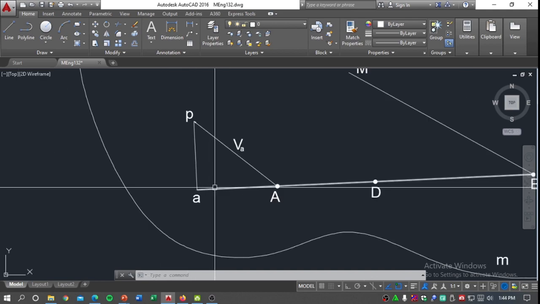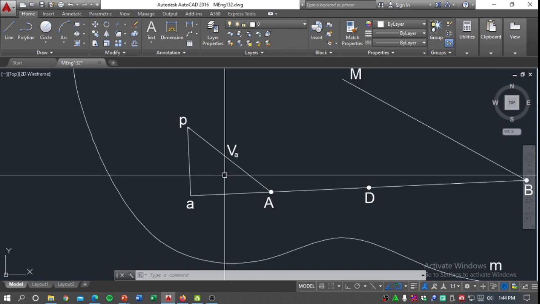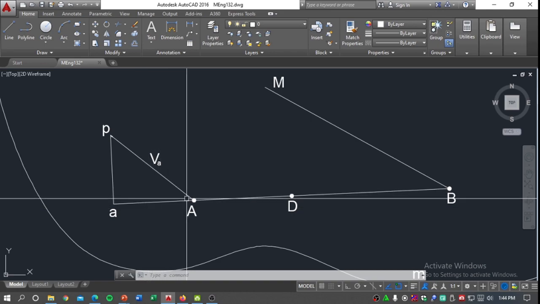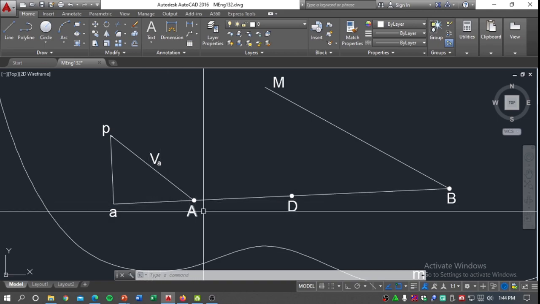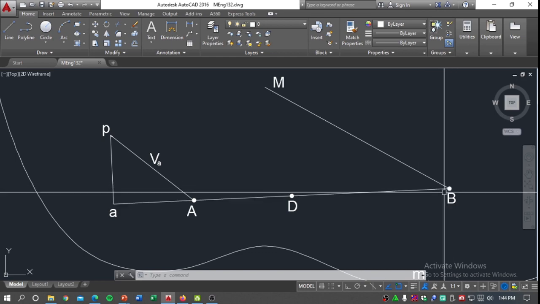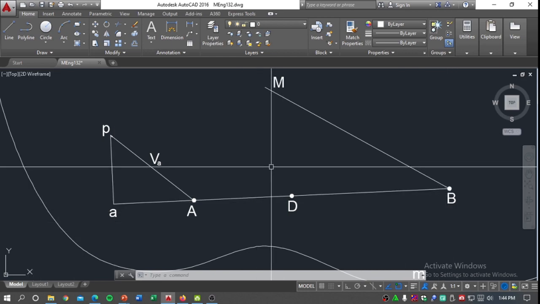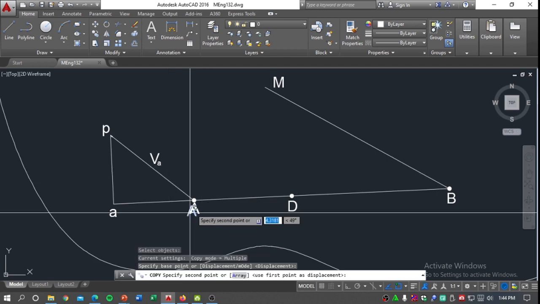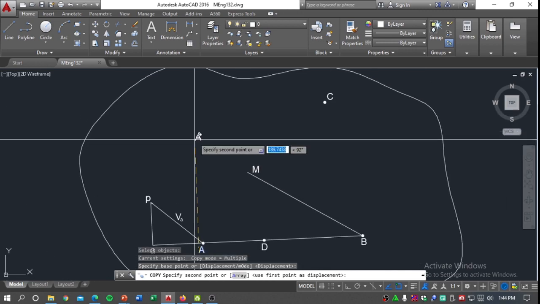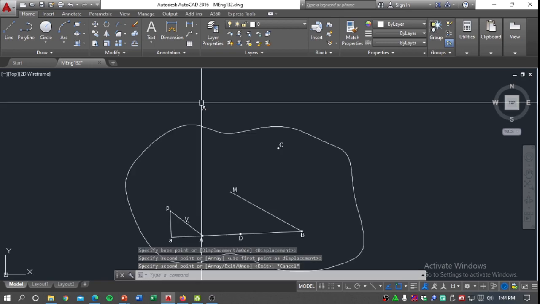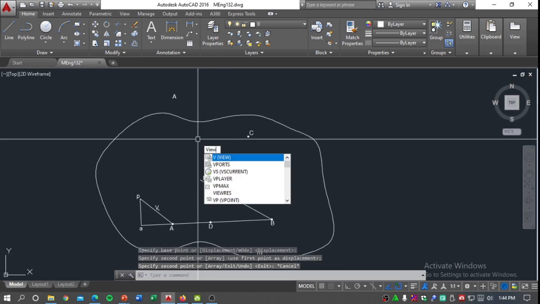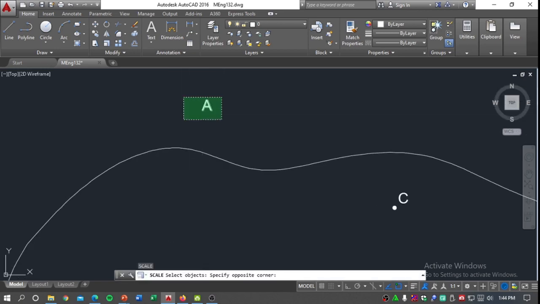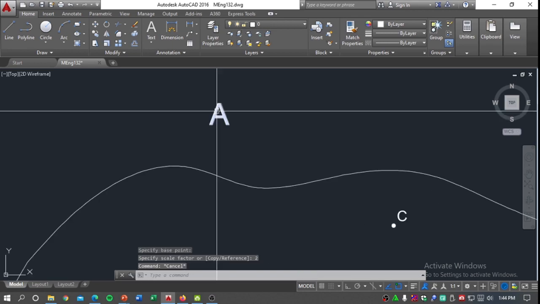Next, what we're going to do is transfer this length AA, this component AA, to point B, just like what we've done with the previous examples. So this should be the length of our components right here. I might use viewports here.